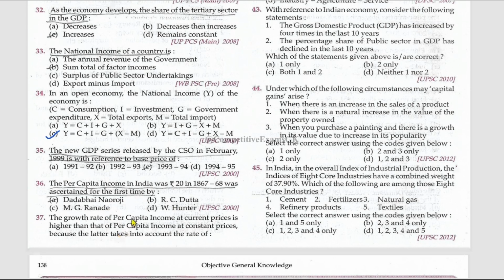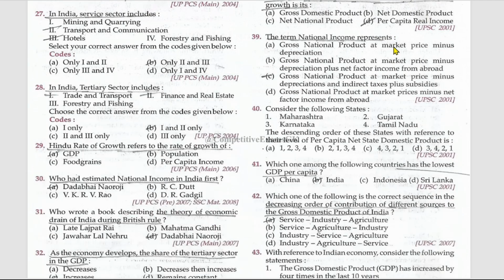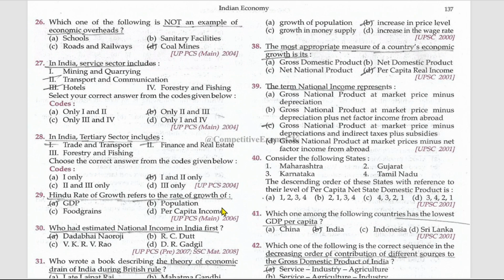The growth rate of per capita income at current prices is higher than that of per capita income at constant prices because the latter takes into account the rate of increase in the price level. He is asking about this. The growth rate of per capita income at current prices is higher than that at constant prices because the latter takes into account the rate of increase in the price level.